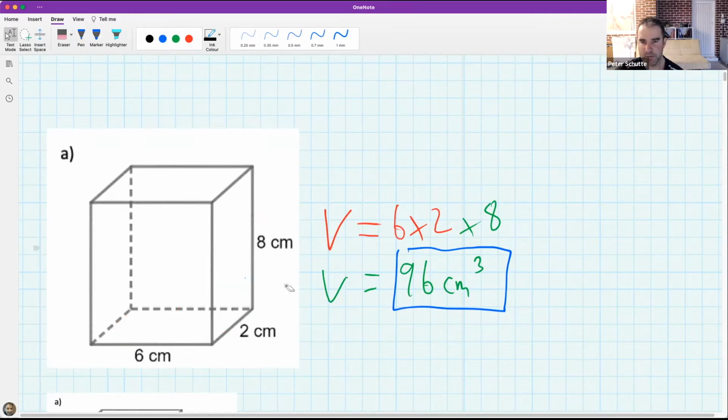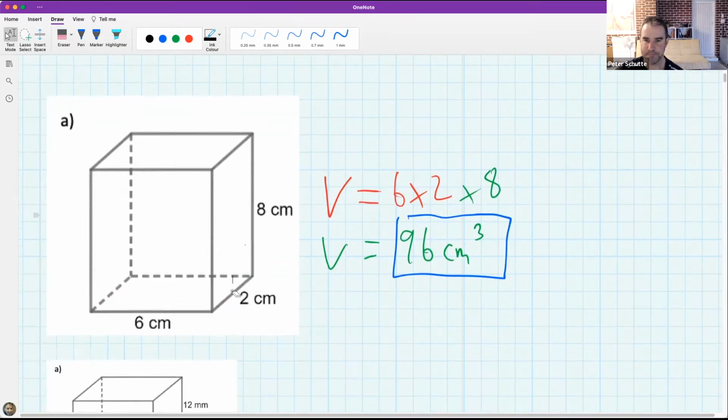Which topic are we busy with? Botley, we're doing the topic of measurement. And today we're dealing with the shapes, the prisms and cylinders, and we're dealing with volume and surface area.